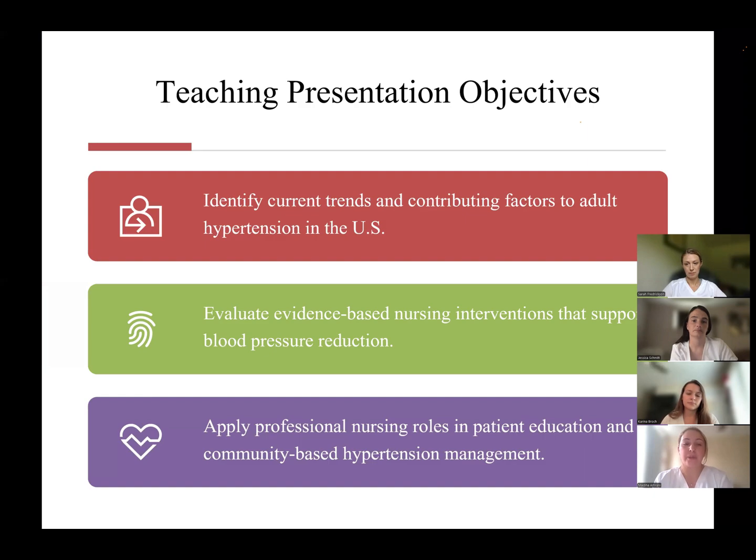So in this presentation, we have these objectives we're trying to cover. Our first objective is identify current trends and contributing factors to adult hypertension in the United States. Our second objective is evaluate evidence-based nursing interventions that support blood pressure reduction. Our third one is apply professional nursing roles in patient education and community-based hypertension management.